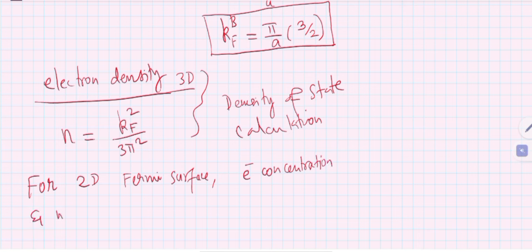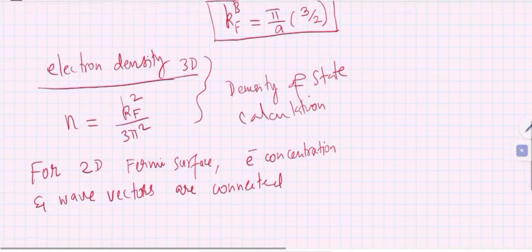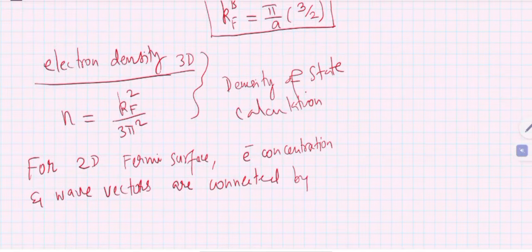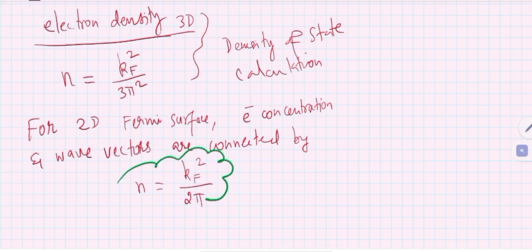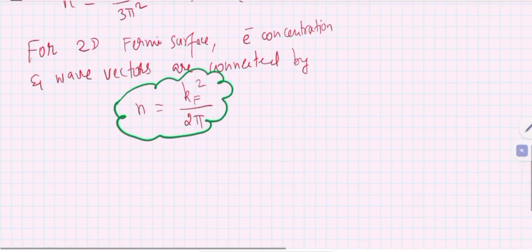and wave vectors are connected by n is equal to kf square by 2 pi.